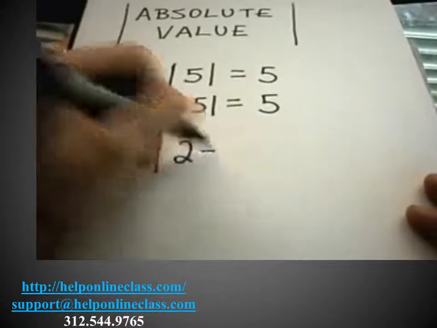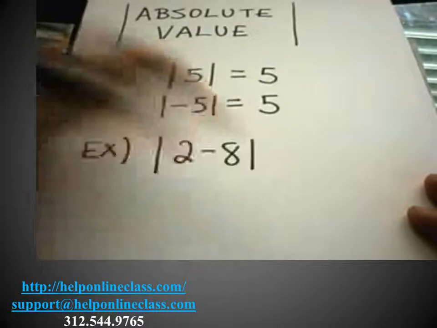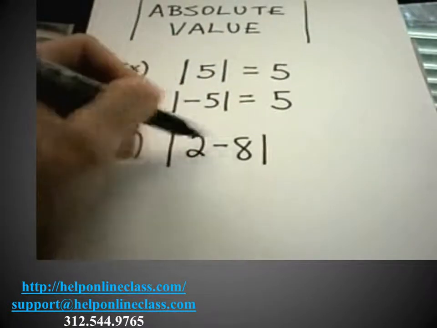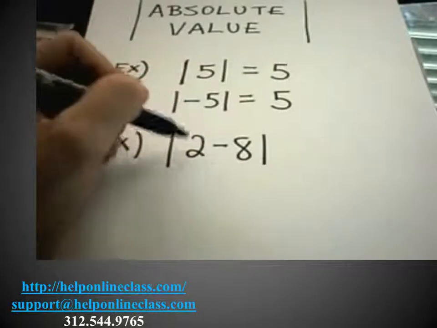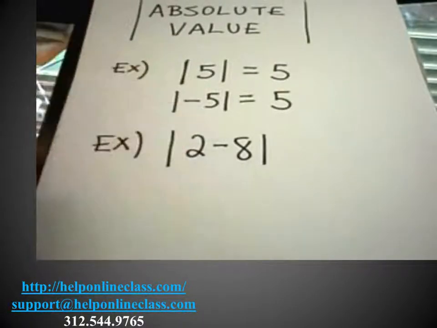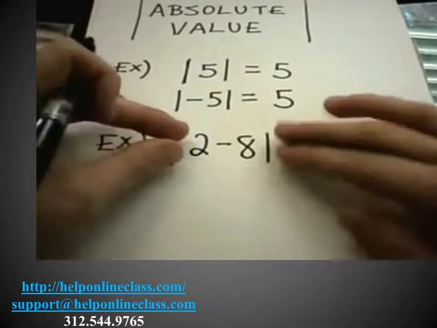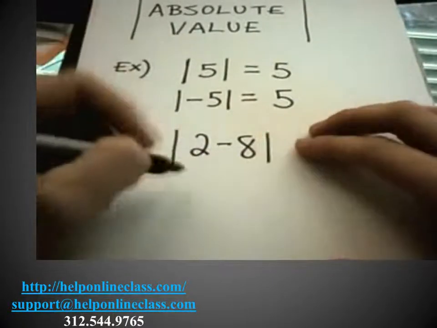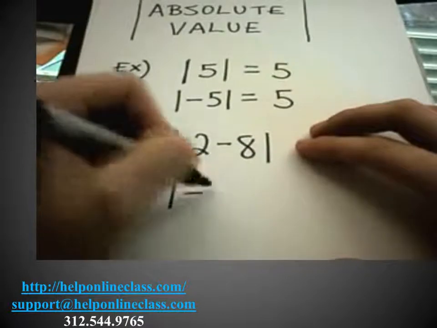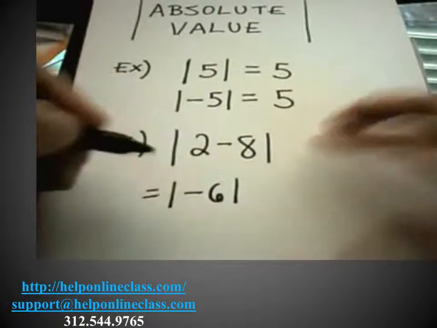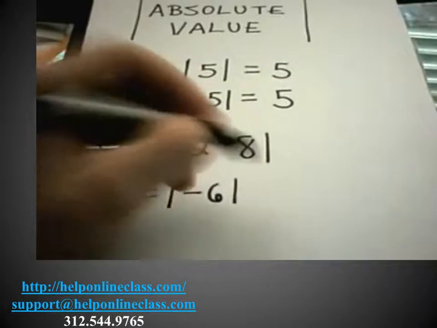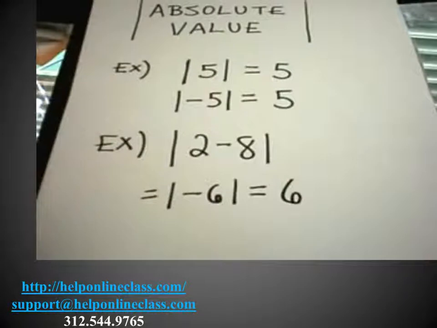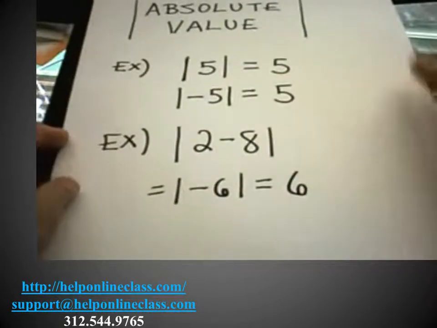Suppose I have 2 minus 8 in absolute value. Again, you can't just break up the absolute value and somehow make this positive 2 plus positive 8. That's not the idea. Again, think about this stuff as like it's parentheses, so you want to simplify inside first. So 2 minus 8, that's -6. Okay, I've now got a single thing. The absolute value of -6 is just plain old positive 6, and that's your answer.